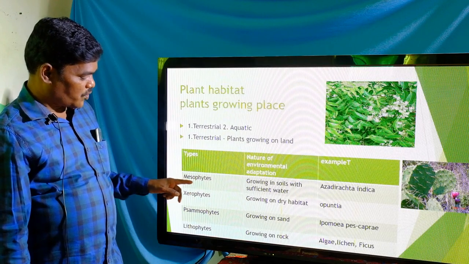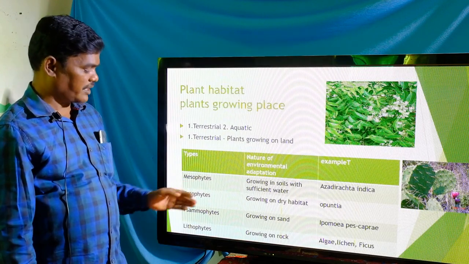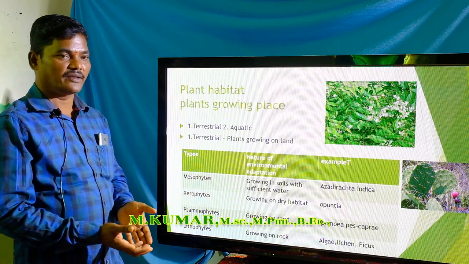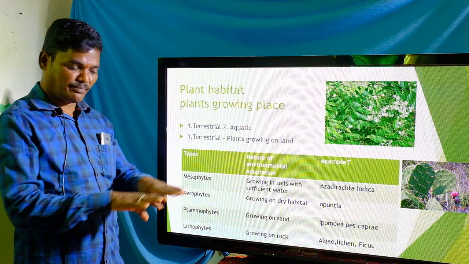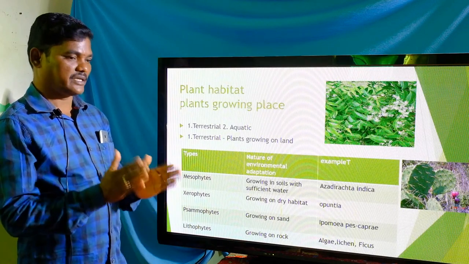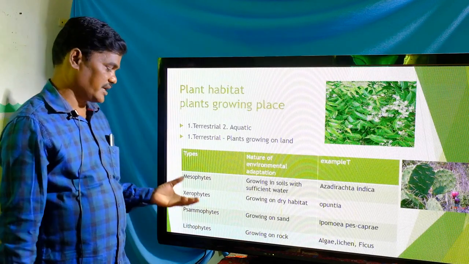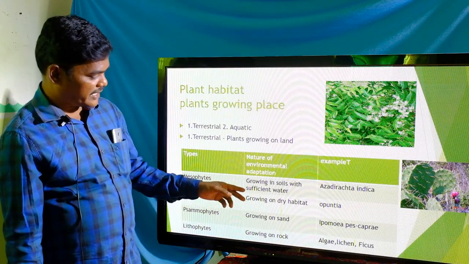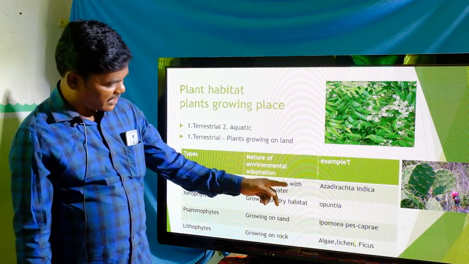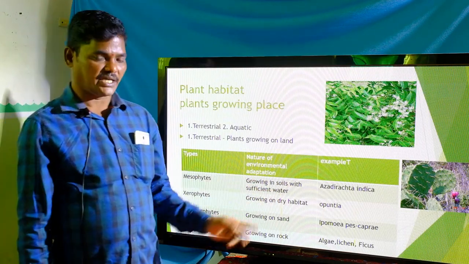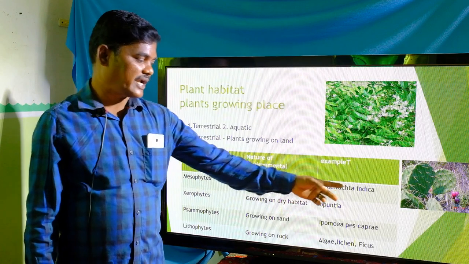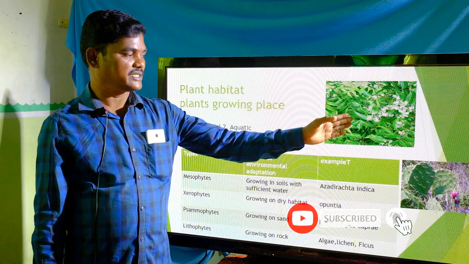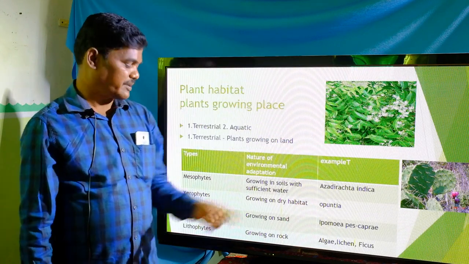One is mesophytes. Phyte means plants. Meso means middle. There is no scarcity of water, there is no excess of water. In the middle, a moderate amount of water is required. That type of plant is called a mesophyte. So here, growing in soil with sufficient water. So Azadirachta indica is an example. Azadirachta indica is the neem plant. So it is a mesophyte. Example of mesophyte, see the picture.